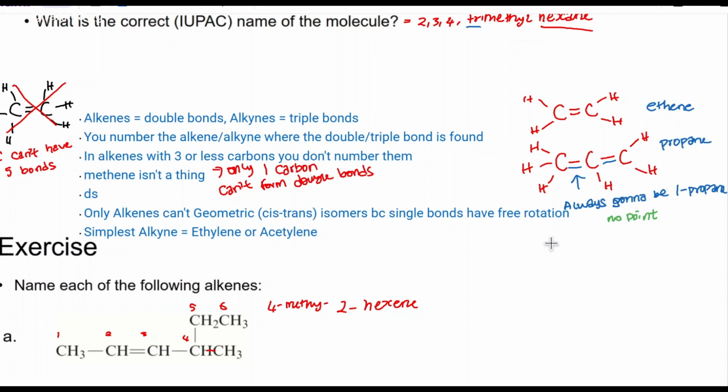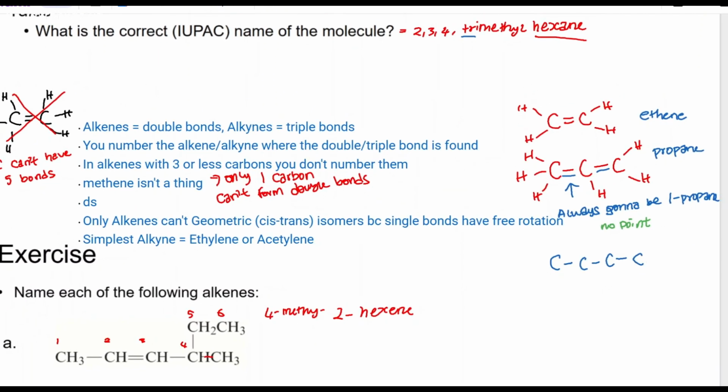But then when you move on to 4 carbons, the number actually matters, because if it's here, then this is 1 butene. Let me write it down. Butene. If it's here, it's 2 butene. If it's here, it's 3 butene now.